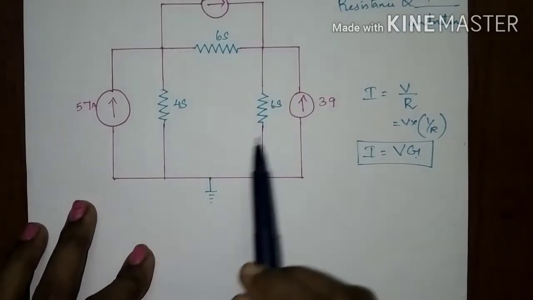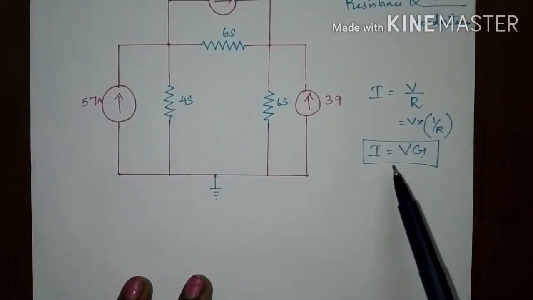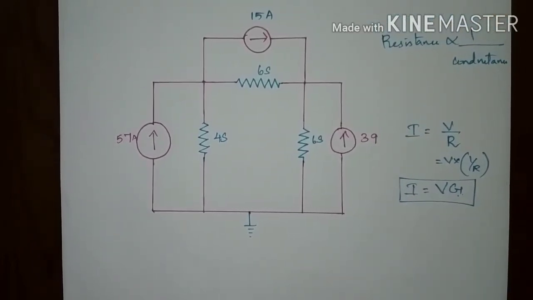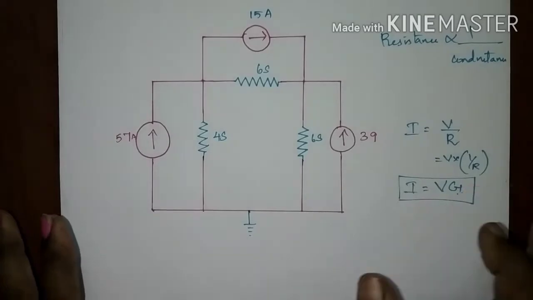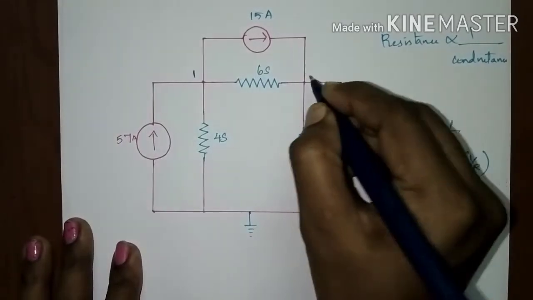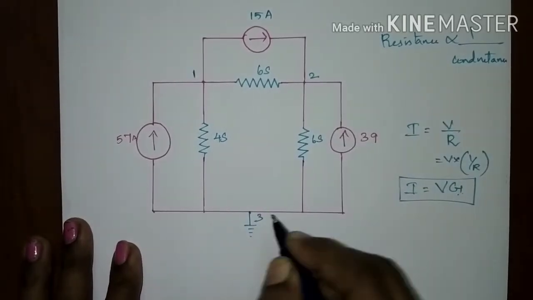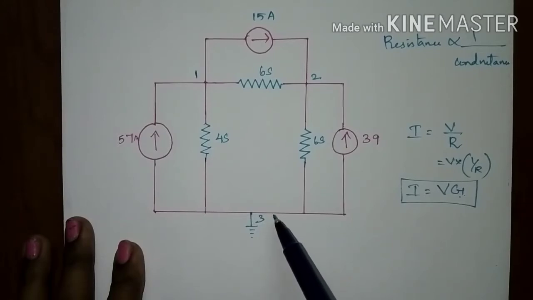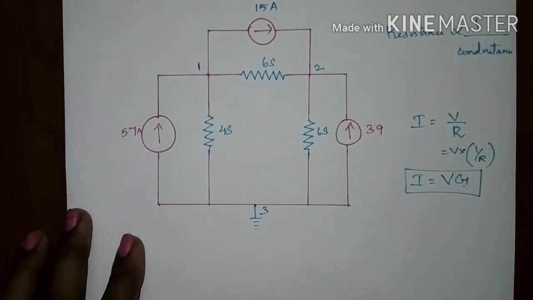So, they have given the G values. Now, we are going to write the equations in terms of I is equal to V into G. Before going to the problem, find out the number of principal nodes. The principal nodes are 1, 2 and 3. Assume any one of the nodes as a reference. I am taking this third node as a reference.